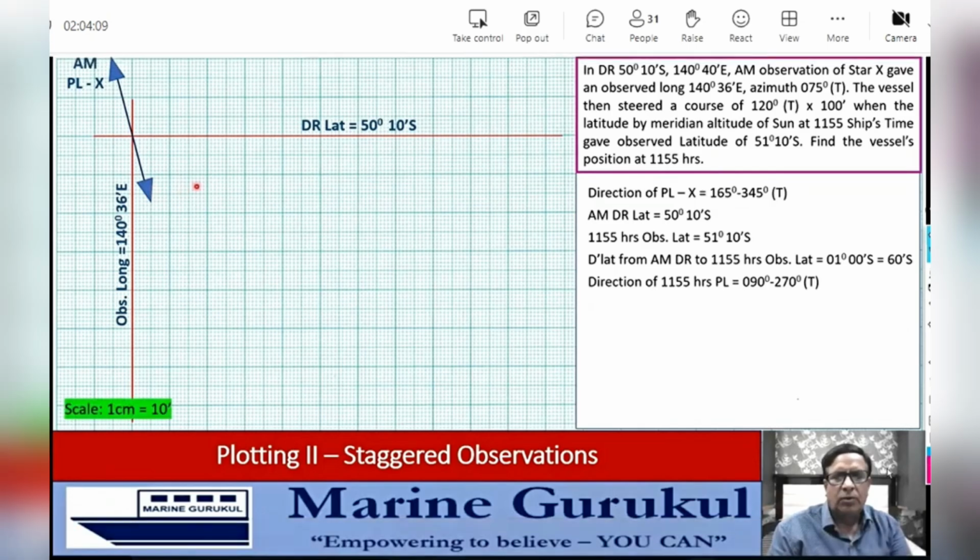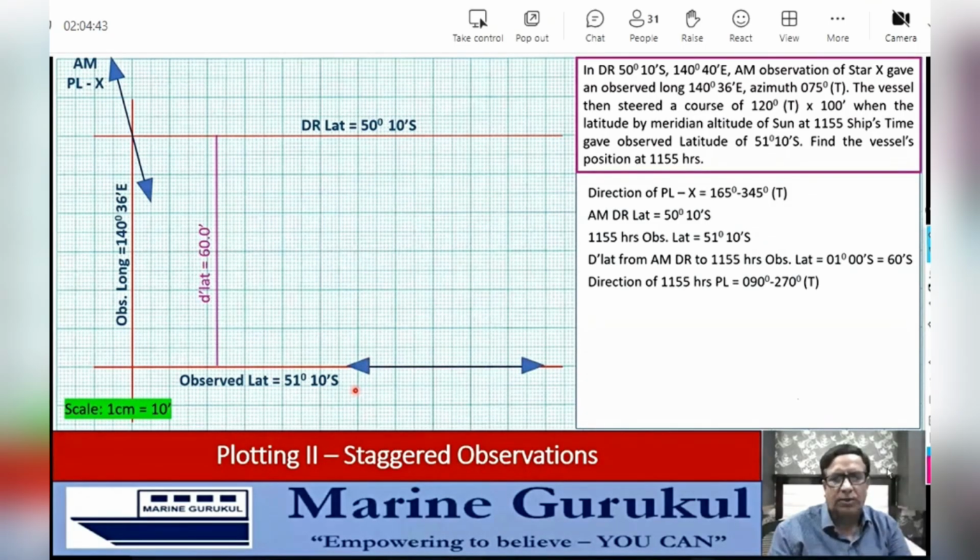Now, we know that the DLAT from the DR lat to observed lat at 1155 is 60 minutes south. So we have taken a scale wherein one box here of 1 centimeter represents 10 miles. That way we account for 60 minutes of DLAT, and we are able to then plot the observed lat for 1155. Now, the PL at 1155 is east-west, so it coincides with the observed lat, and here we have the PL for 1155.